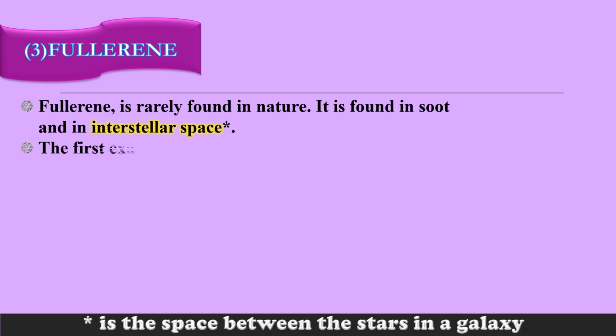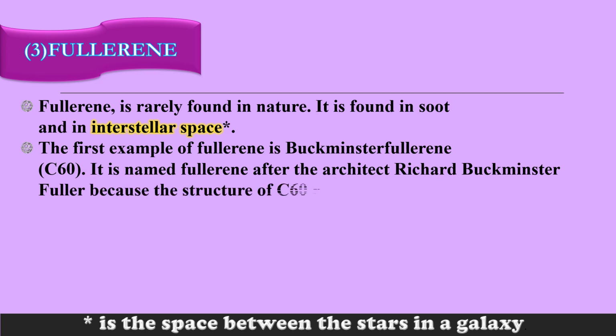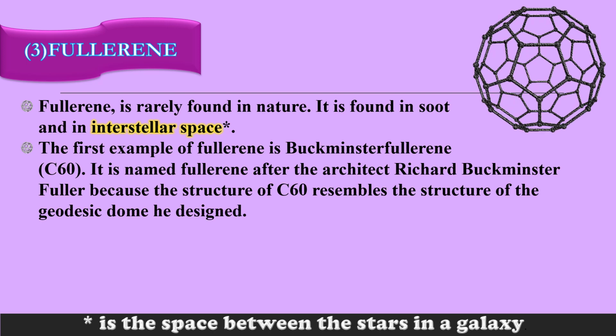The first example of fullerene is Buckminster fullerene, C60. It is named Fullerene after the architect Richard Buckminster Fuller because the structure of C60 resembles the structure of the geodesic dome he designed. Now he was an architect. He built a dome, which is like the upper part of the Taj Mahal. That kind of a thing he built, and that looked like Fullerene, and therefore it was called Buckminster Fullerene after him.